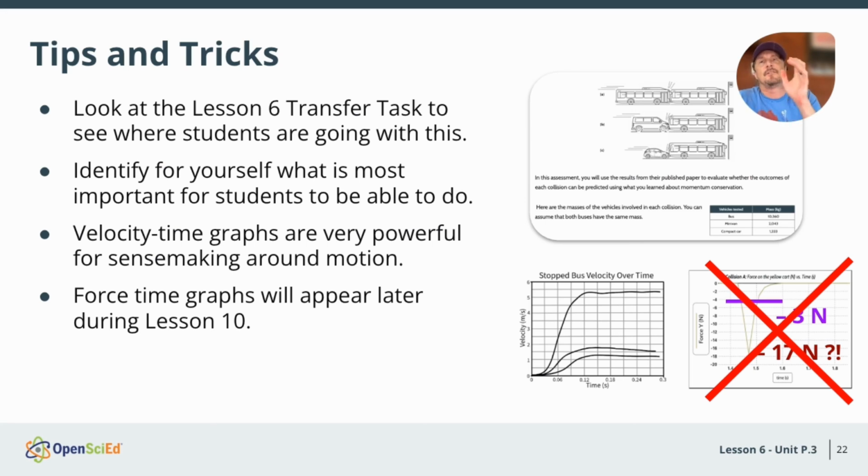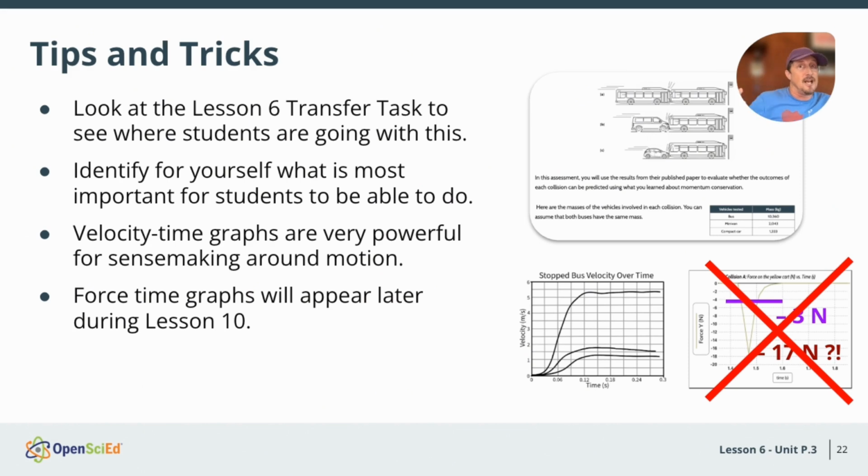Look at the lesson 7 transfer task to see where your students are going with this work. Identify for yourself what the most important things that students need to be able to do are. Try not to make assumptions that students need to do a bunch of algebra gymnastics, or do a bunch of the same type of problem over and over again. That is not what the transfer task looks like.